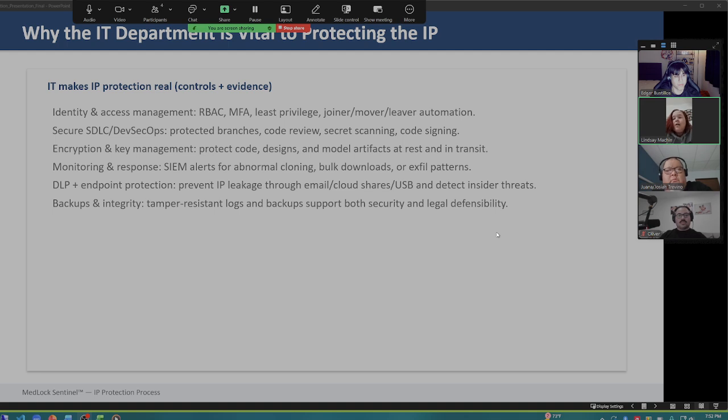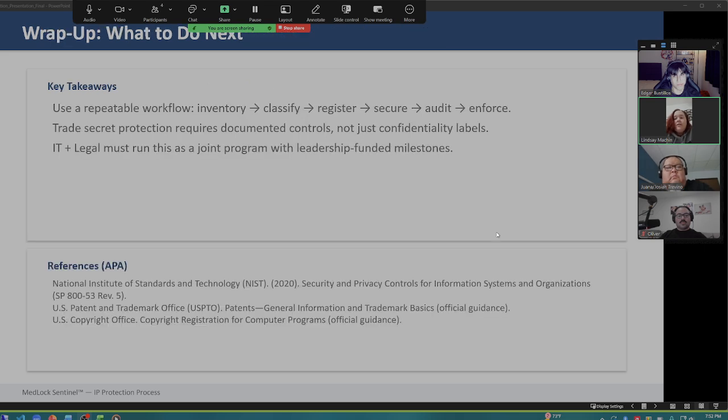I'll close with the key takeaway and next steps for adoption. Next slide, wrap up: what to do next. The main takeaway is that IP protection is a life cycle with specific outputs and owners. The process map can be adopted immediately. Start with the IP inventory register, then schedule the filings and controls as milestones.